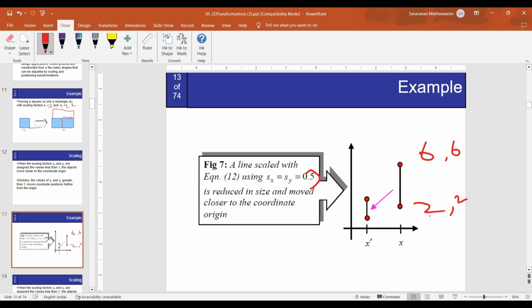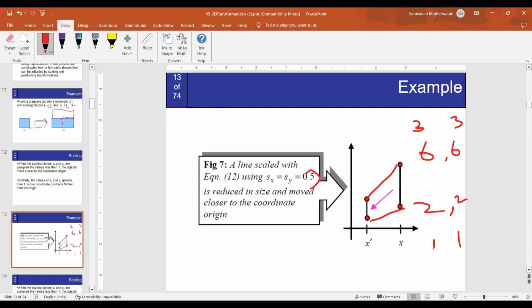When you apply the formula with 0.5: 2 into 0.5 becomes 1, and 6 into 0.5 you get 3. So automatically we get 3 by 3. With 0.5 applied on both sides, the object is going to shrink to this level.